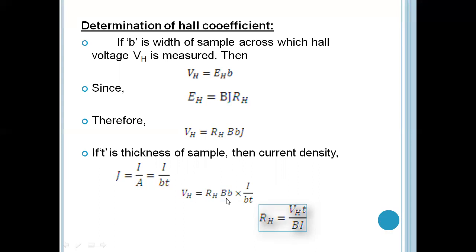So V_H is equal to R_H B b into I by b t, where b cancels out, and you are left with V_H is equal to R_H B I by t. Just rearranging the terms, you will get the Hall coefficient value as R_H is equal to V_H t by B I. B we know as we applied the magnetic field, I is the current flowing through the circuit, t is the thickness of the semiconductor sample you had taken, and V_H is the potential produced due to application of a magnetic field on a current carrying conductor. By knowing all these terms and substituting, we can get the Hall coefficient for that particular material.